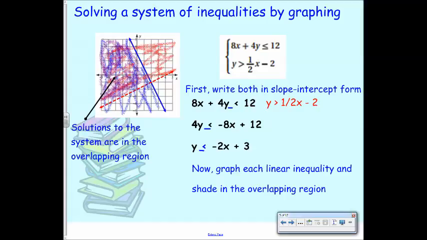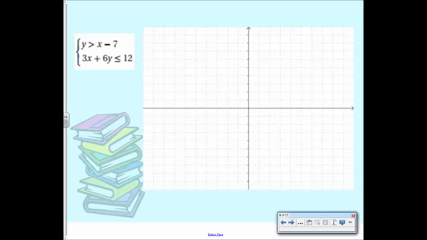So let's take a look at doing one together. Again, you don't have to use red and blue. I just use red and blue because it works together to make purple. So before I even start, do I need to change either of these equations? Yes. Which one? The second one? The second one right now says 3x plus 6y less than or equal to 12. That doesn't work because the y is not by itself. So what do I have to do?